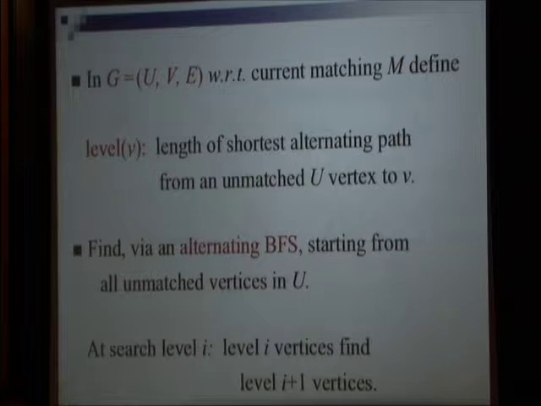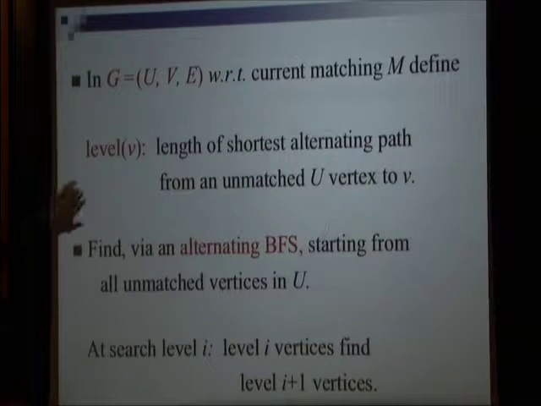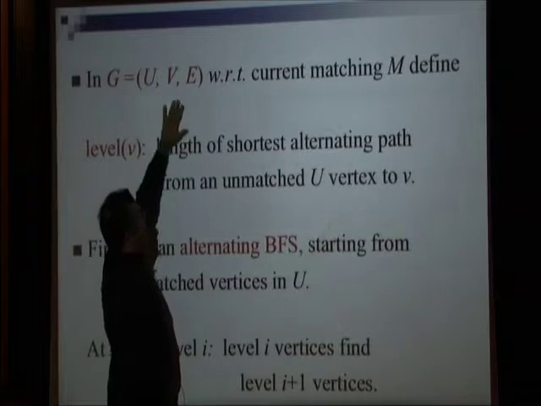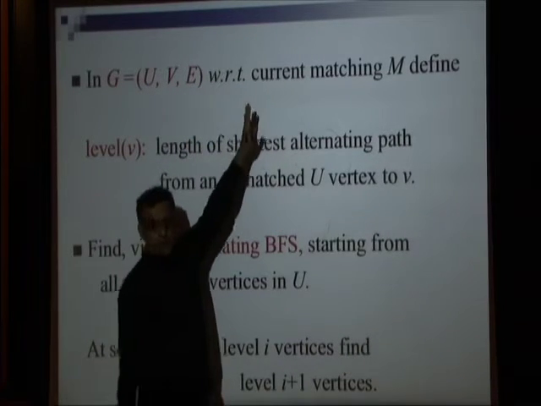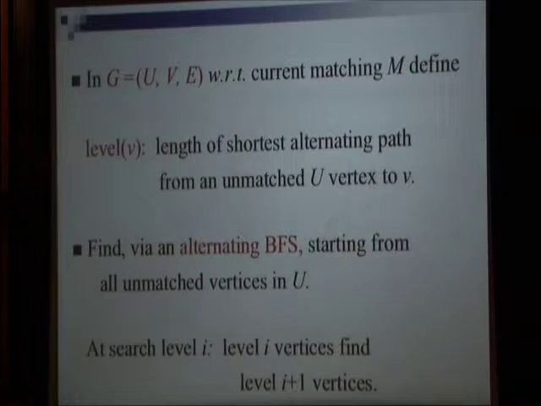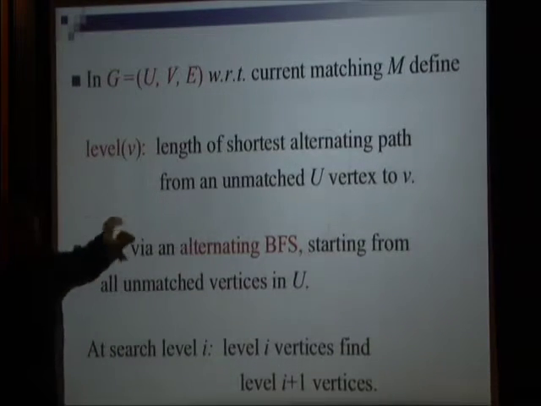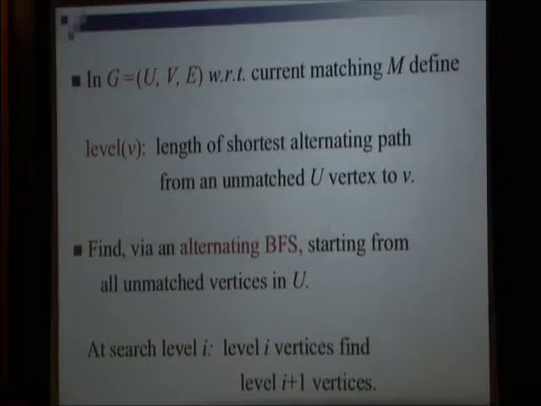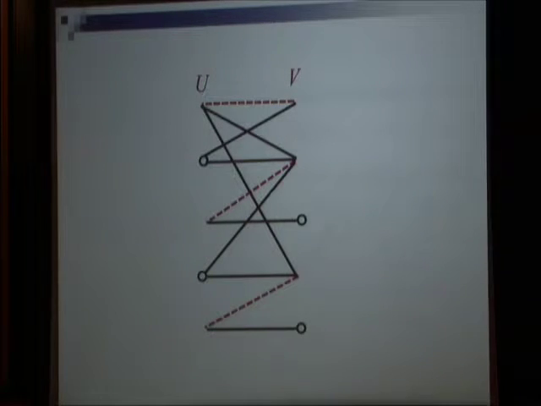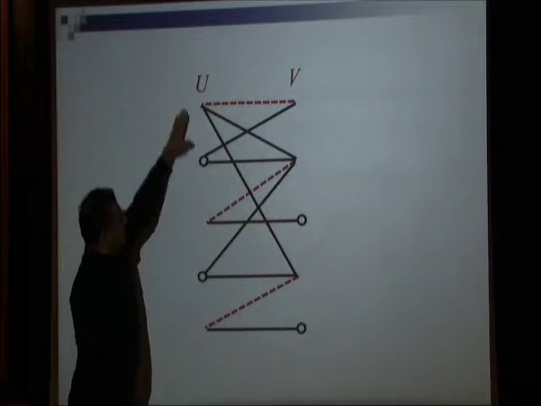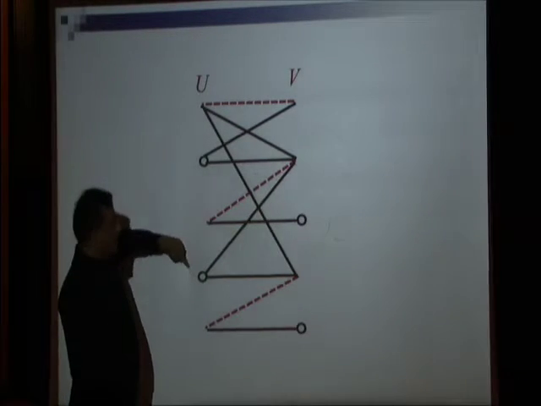Let's start with the bipartite case, because I want to pick up a couple of very interesting algorithmic ideas, which I'll extend to general graphs. So you have a bipartite graph with bipartition U, V, E is the edges, and let M be the current matching in it. With respect to that, let's define the level of a vertex to be the length of the shortest alternating path from an unmatched vertex, any, to V. Like here, the level of these unmatched vertices on the U side will be 0, right?